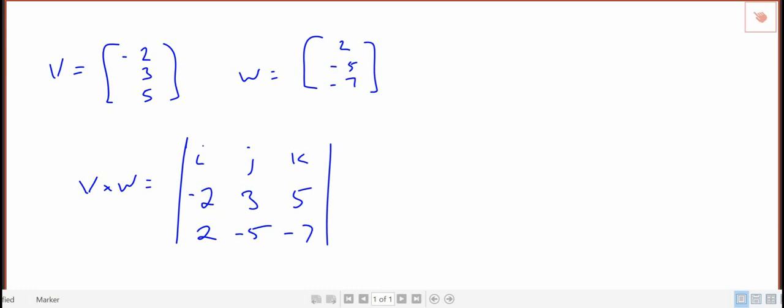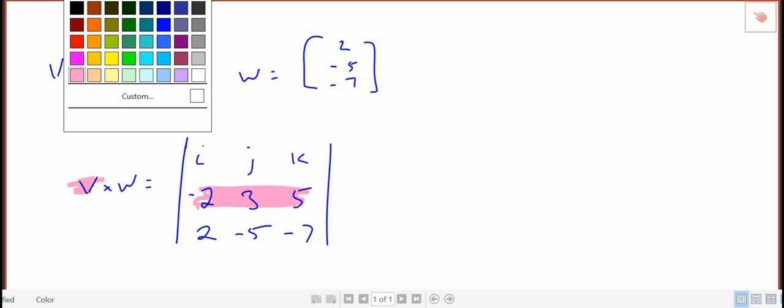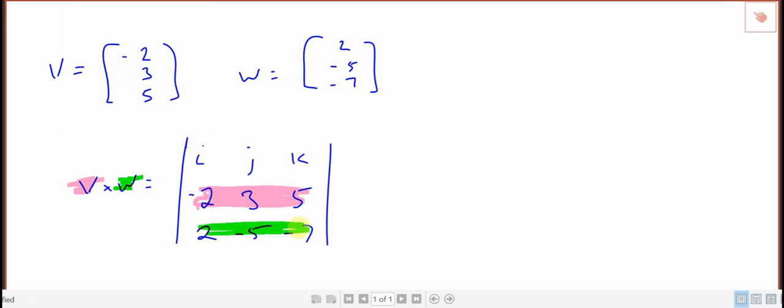Keep in mind this is v, and w is the next row down here. Now, I want to find the determinant of this matrix. When we find the determinant, I'm going to go across the top row. So we're going to have i times the determinant of the matrix that is left when you remove the first row and the first column.